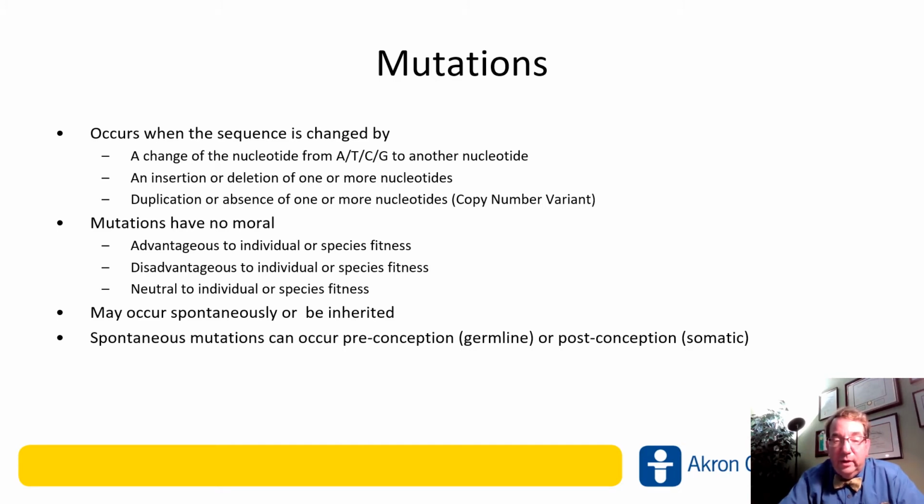Trisomy 21 is an extra copy. It's a major duplication of a chromosome. You can also have missing chunks of DNA, and this is called a large-scale deletion. And these are referred to as copy number variant disorders. So when you see 16p deletion, that's a copy number variant disorder, or 22q duplication, that's a copy number variant disorder.